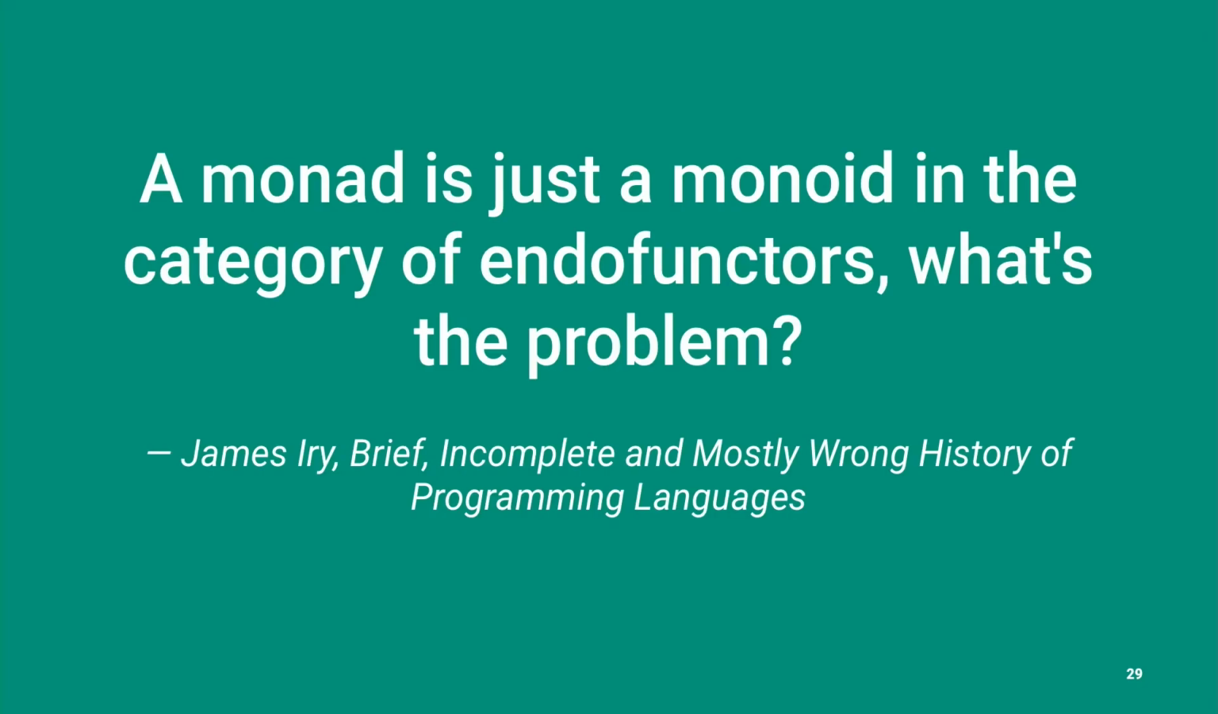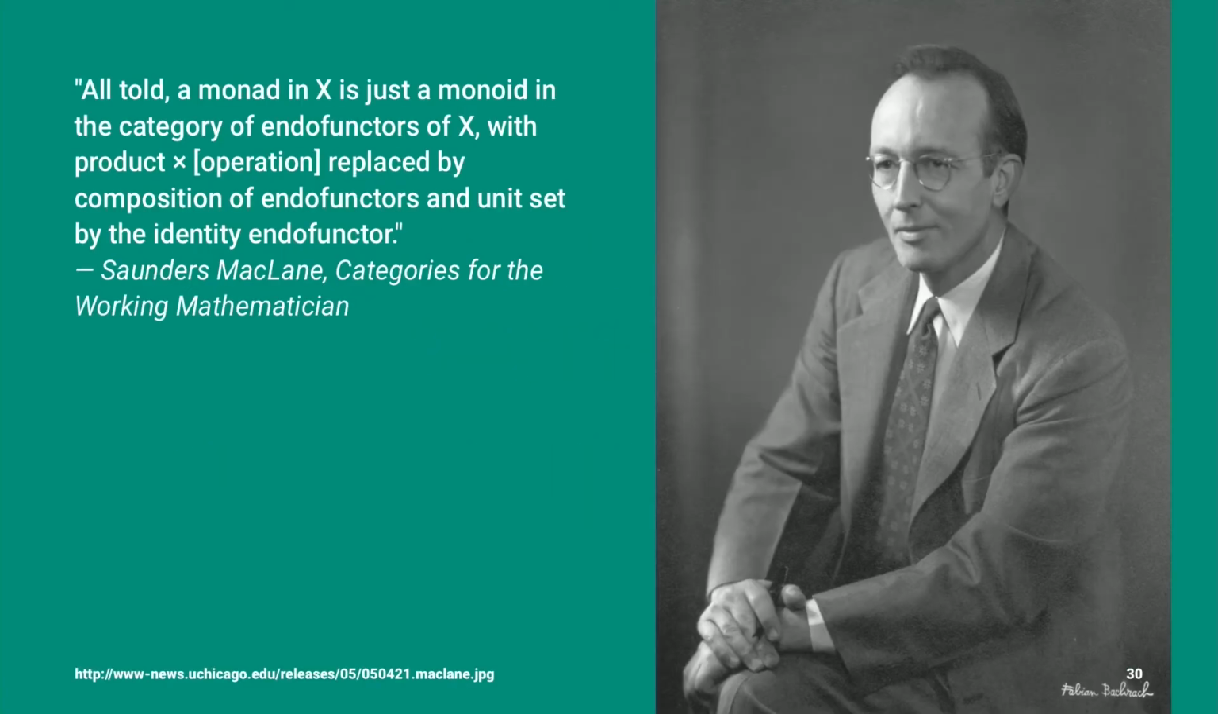A monad is just a monoid in the category of endofunctors. What's the problem? James Iry's satirical reference to Saunders Mac Lane's Categories for the Working Mathematician. It's actually, all told, a monad in X is just a monoid in the category of endofunctors of X, with the product operation replaced by composition of endofunctors and unit set by the identity endofunctor. Okay, raise your hand if you understand what that says. Cool.